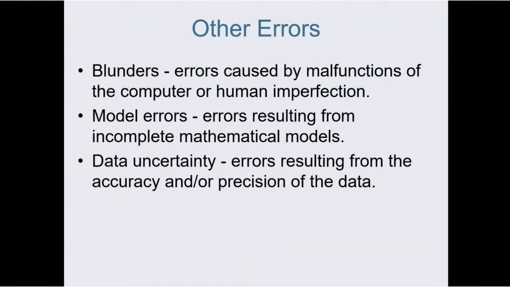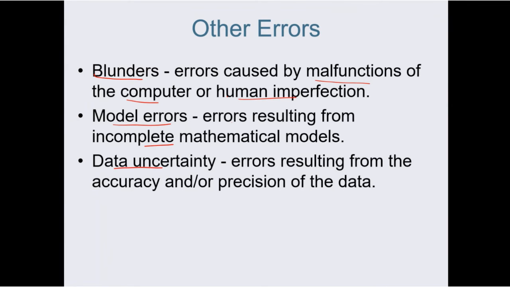Other sources of errors: blunders, which are errors caused by malfunctions of the computer, or human errors involved in the way the calculations are done. Model errors are the errors that result from incomplete mathematical models. This is when your mathematical model is not really very complete. You have so many assumptions in them, and once you make these assumptions, you end up with bigger errors. Of course, to simplify our mathematical models, we make assumptions. So if the model itself is not accurate, then the solution is not going to be accurate.